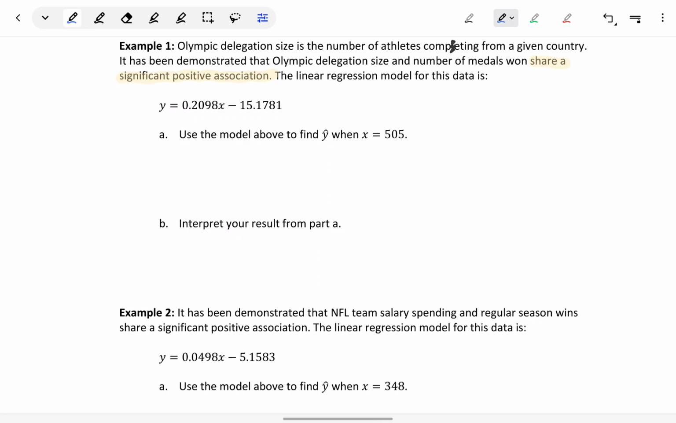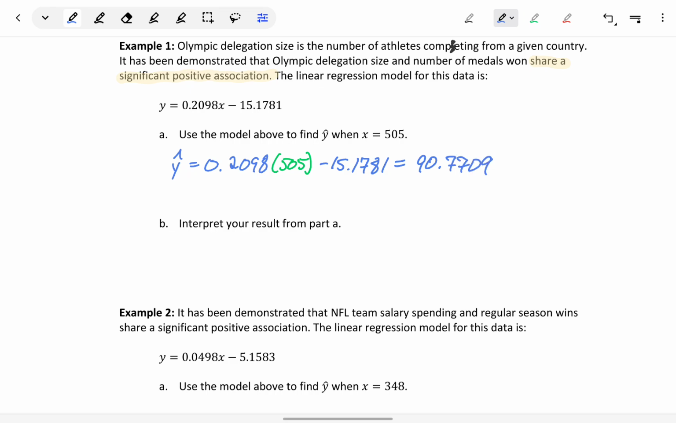So y hat is our predicted y value that we obtain by plugging in, in this case, 505, into our model. So we'll have 0.2098 times 505 minus 15.1781. We can just evaluate this with a calculator. This would come out to be 90.7709.